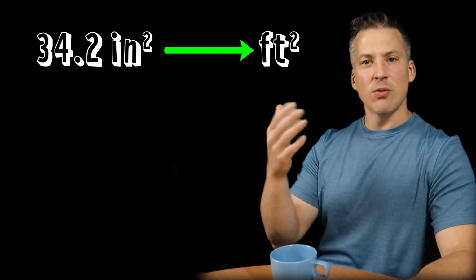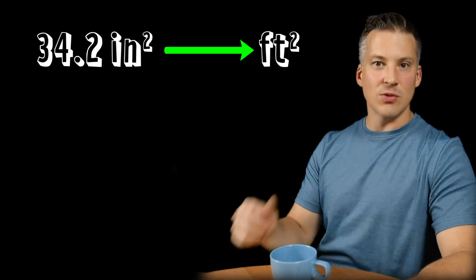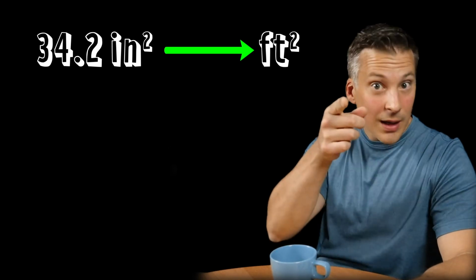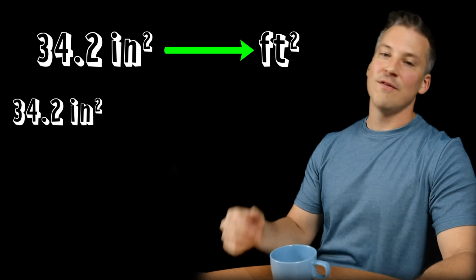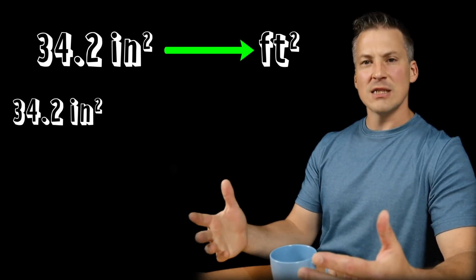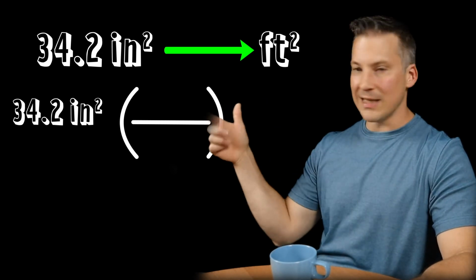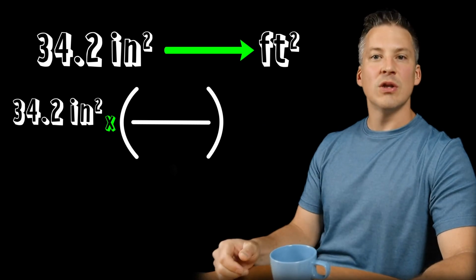All right. So remember, we're going to be converting here 34.2 inches squared into feet squared. So the first thing is always, remember, what's step one? You got it. Write down the given value. So the given value in this problem is going to be 34.2 inches squared. So we write it down. Now remember, the second step is set up that conversion fraction. So just two parentheses with the division line, take that and multiply it by the given value. Easy.